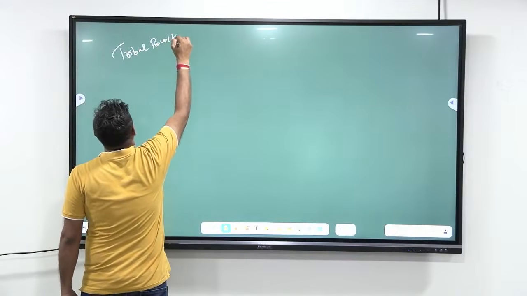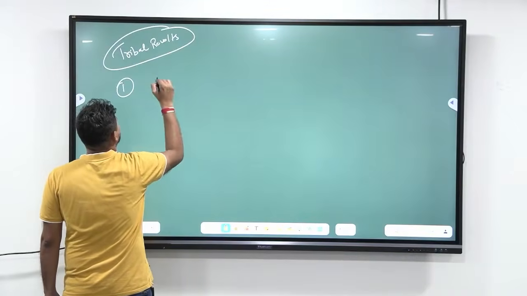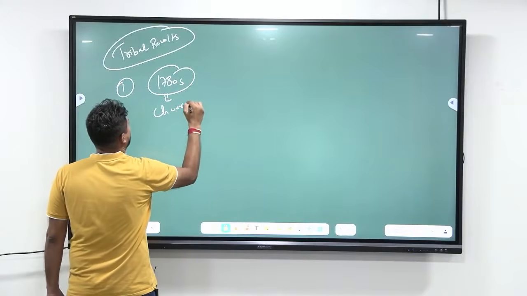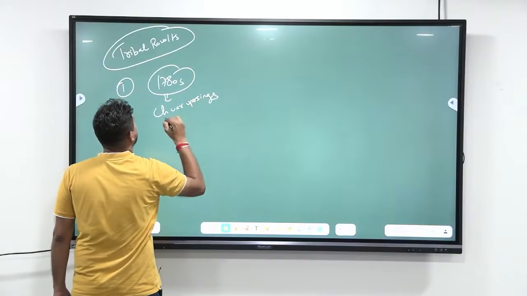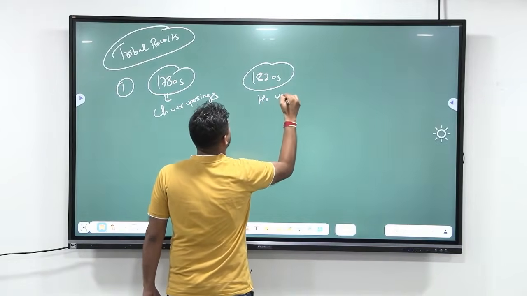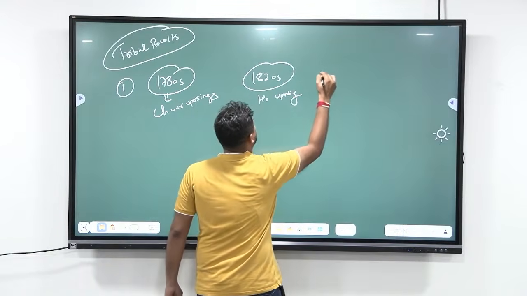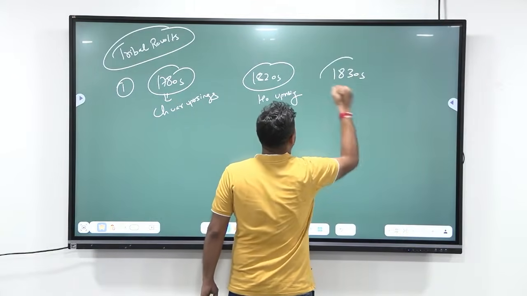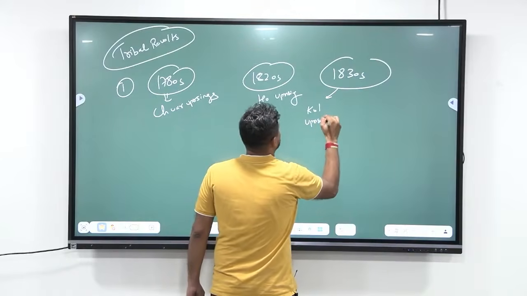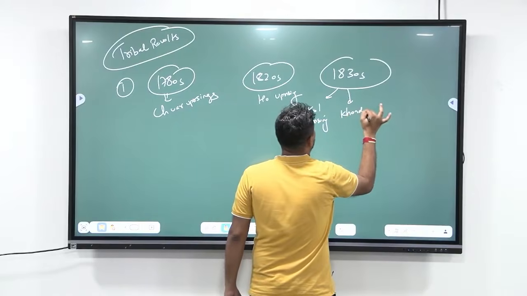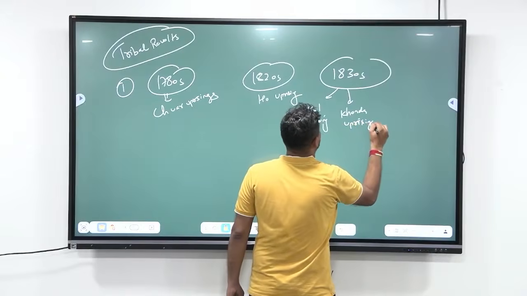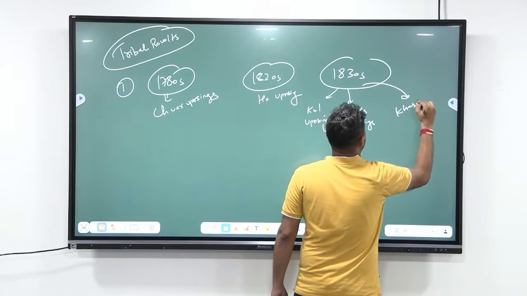The first one is 1780s. 1780s, you have Chuar uprisings. Next, 1820s, you have Ho uprising. Next, 1830s. 1830s is very important. Look at this. You have Kol uprising. You have Khond uprisings. And then you have Khasi rebellion.